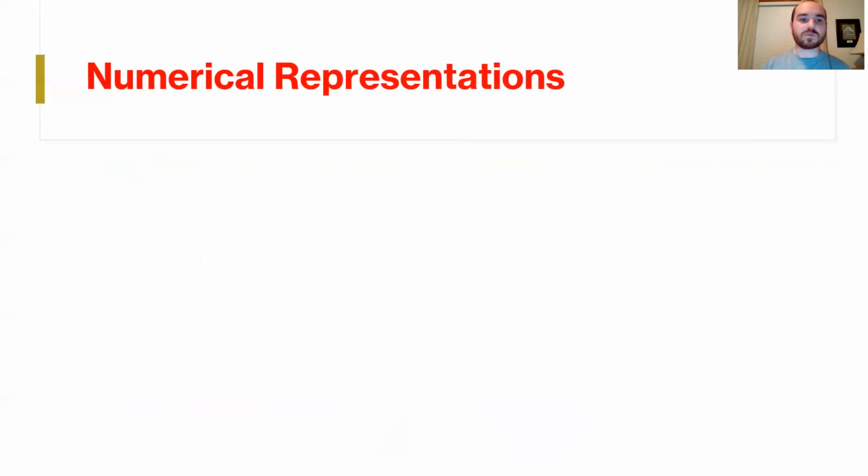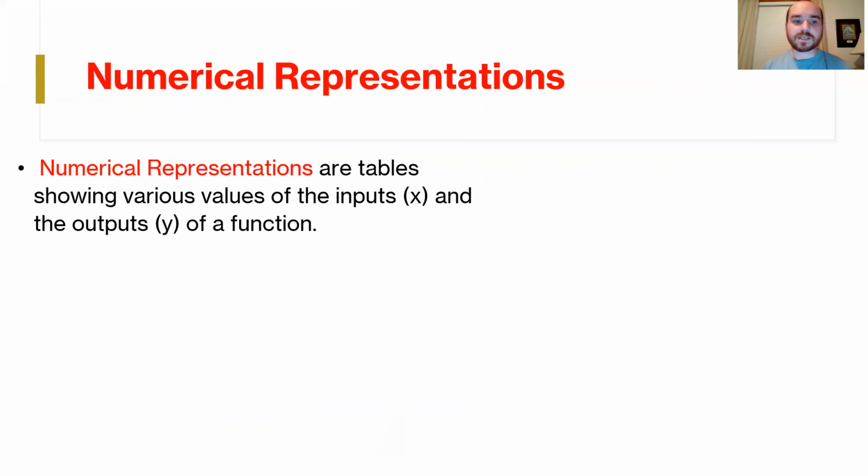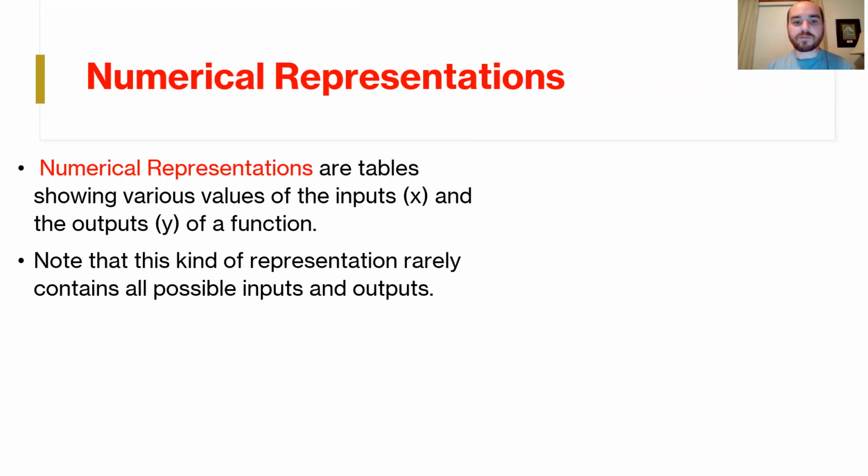But normally, the way that you would graph a symbolic representation by hand is to first draw out a numerical representation. Numerical representations are just tables showing various values of the inputs, x, and the outputs, y, of a function. Note that this kind of representation rarely contains all possible inputs and outputs. The only time that this can contain all the possible ones is when you're dealing with something that can only be whole integers. You can't write, obviously, all of the decimal points that would be in between integers, so it only works in real-life functions where something has to be a whole number every time. And that's not terribly relevant to what we're doing right now.